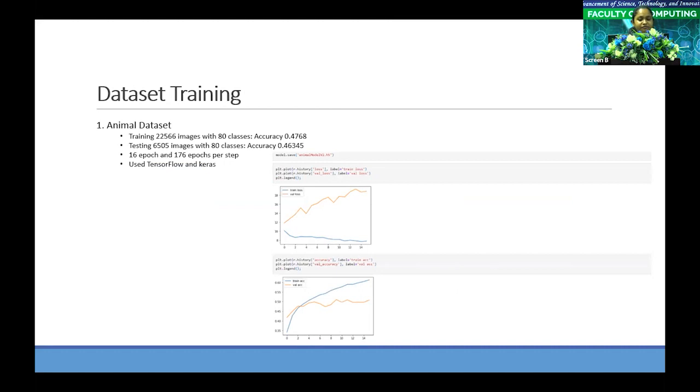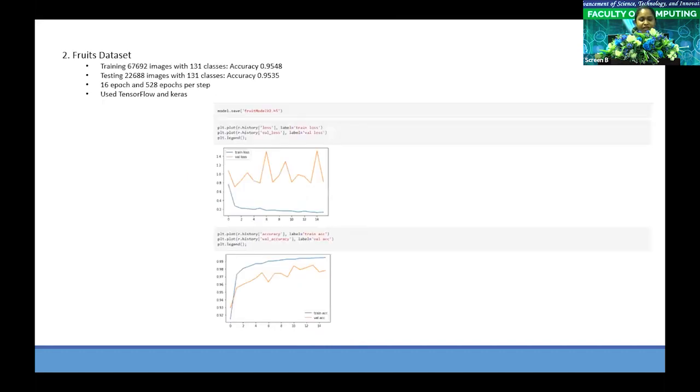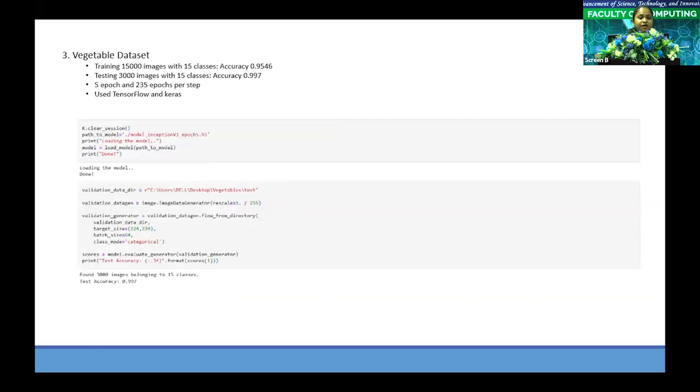So I've trained around 225,066 images with 80 classes for this dataset, going along with the datasets for fruits, around 67,692, and for vegetables, training about 150,000 images. So these are the categories I've trained for now. These will be increased with the development of the application. They were giving good accuracies as well.